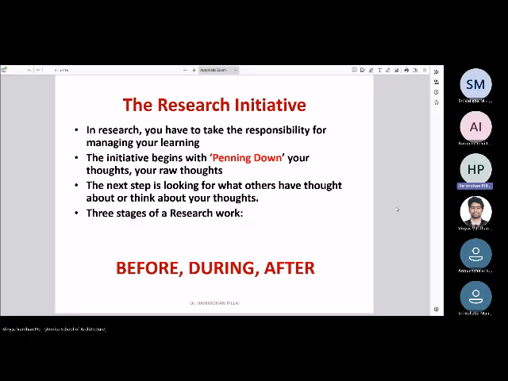So buy an ordinary notebook, ruled or plain, and in that start penning down your thoughts. Next step is to look for what others have said about your topic. So you have some thoughts about your topic, how you want to do research, etc. But then search for other people who have done this kind of work before you. That depends entirely on the topic that you have selected.